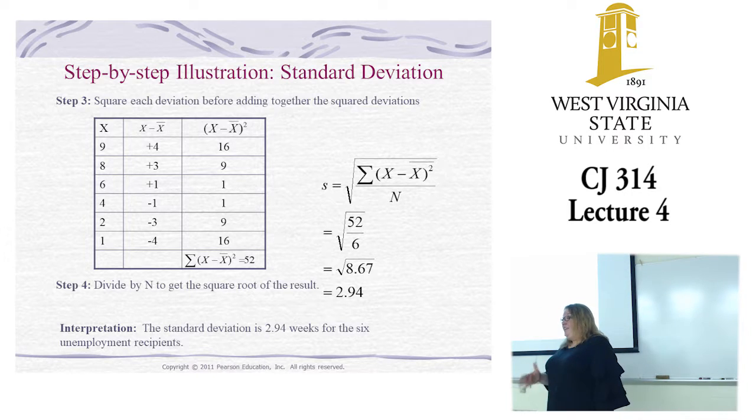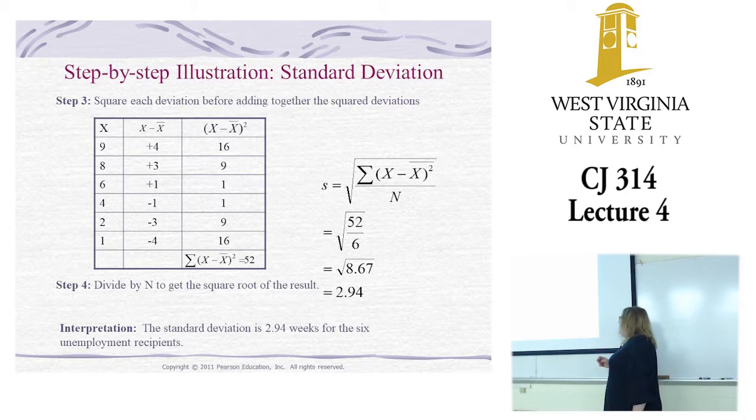So from that mean of 5, all of our squared deviations are an average of 8.67 spots away from that mean of 5. Doesn't make a lot of sense because we're still dealing with squared. So let's take the square root of it. So 8.67, we take the square root of it.